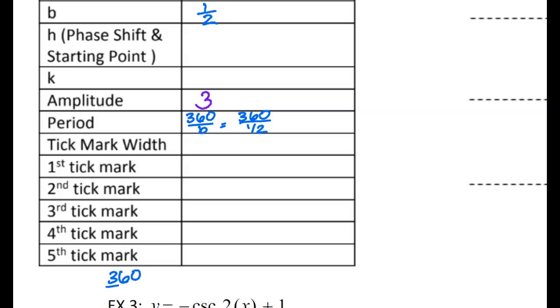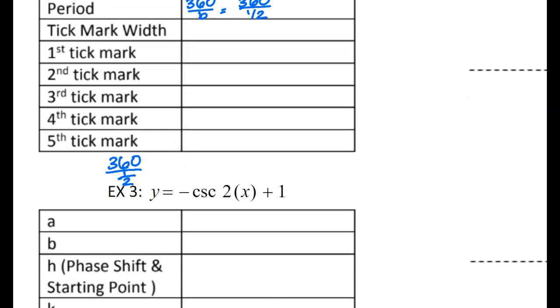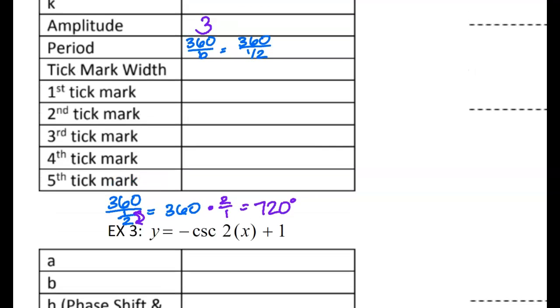360 divided by 1/2. Whenever we're trying to get a fraction out of the denominator, you can always multiply the numerator by the reciprocal. So 360 times 2/1. And we just multiply the numerators there, the whole number times the numerator. So 360 times 2 is 720. That is our period length.